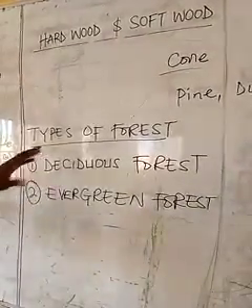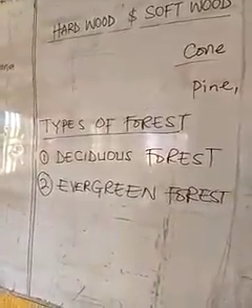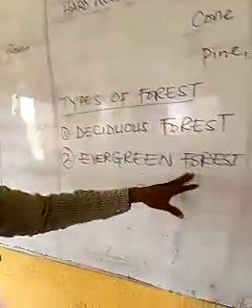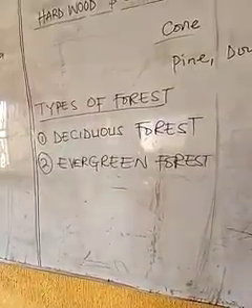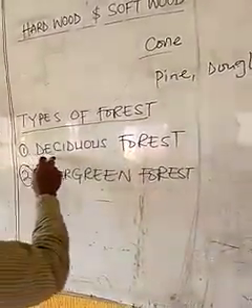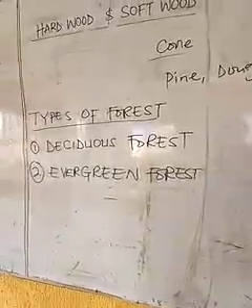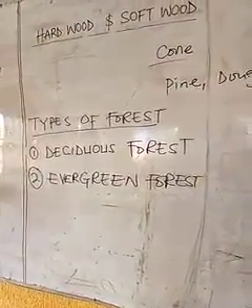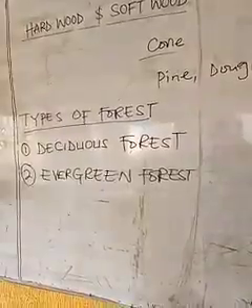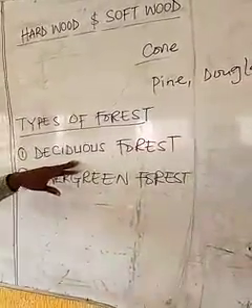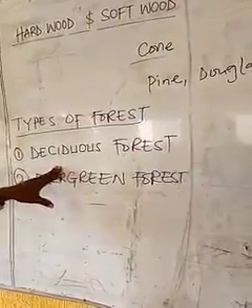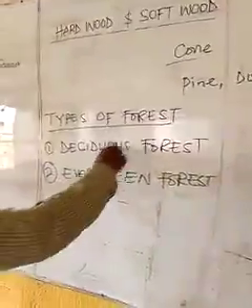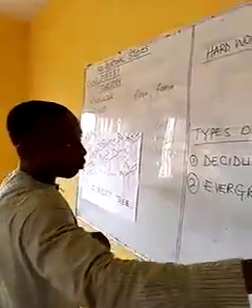Having known this, we want to look at types of forest. We have two major types of forest: the deciduous forest and the evergreen forest. When you say deciduous forest, it is a forest whereby trees in that environment shed off their leaves during the dry season in order for them to survive. The growing rate of trees in this type of forest is very slow.